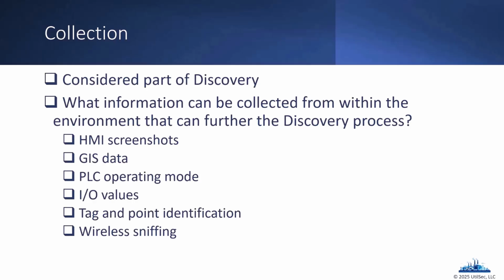Remember, we start with discovery, finding what's on the network and where, right? Things like IP addresses and MAC addresses. But then we want to find out more information about those assets and how they're related. How do they work together to ultimately have this process that they monitor and control?